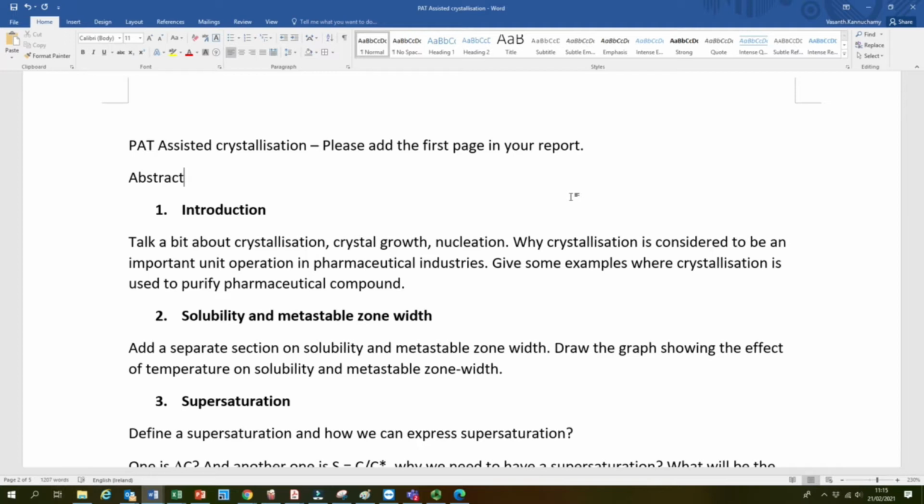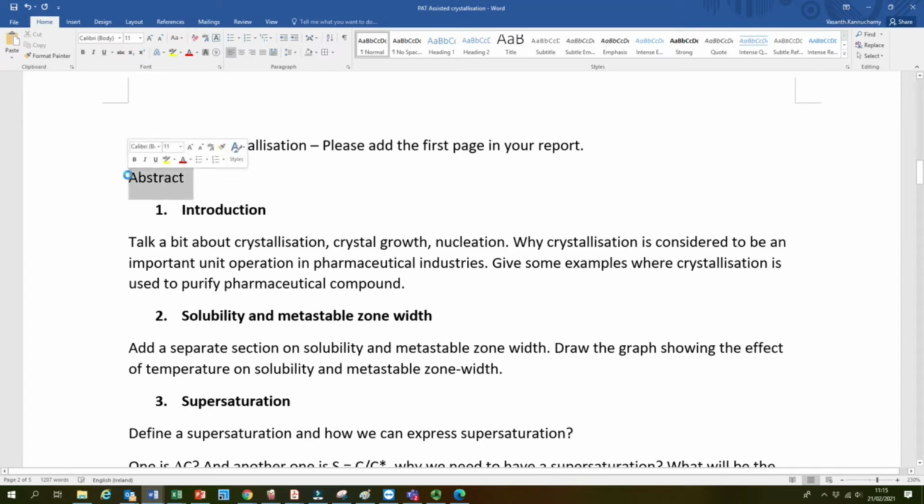And then try to add one line about the conclusion in your abstract. State something like: from this study, what we observed is that the effect of seed loading doesn't have a big effect on the crystal growth kinetics. In fact, our results deviated from the expected ones. I will explain what the observed result is and why we say it deviates from the expected outcome. So that's one condition.